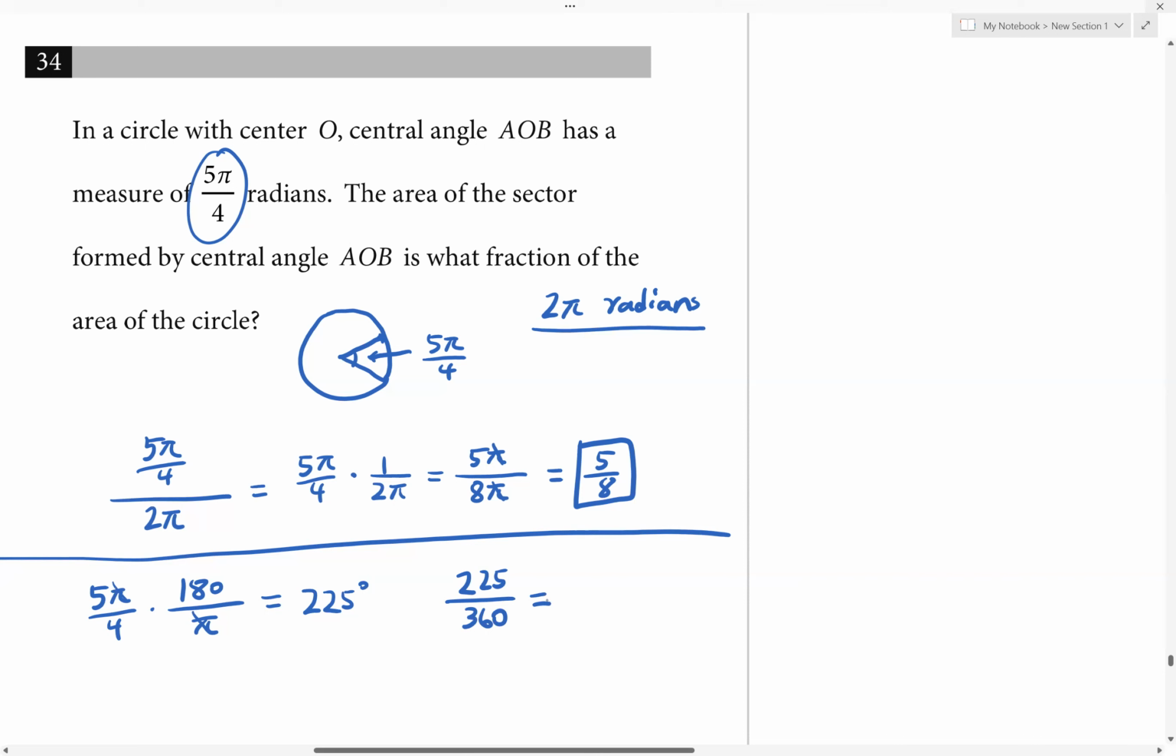Once we convert to degrees, we can just divide by 360, and that should give us the fraction. So 225 divided by 360, we can reduce the fraction. If we divide by 5 on the top and the bottom, we get 45 over 72. And we can reduce it again, dividing by 9 on the top and the bottom, we get 5 over 8. So it's the same answer that we got in the end. So we don't actually have to know the actual area of the circle or the area of the sector. We can just use the angle measure divided by the measure of the whole circle, and that gives us the fraction, which is 5 over 8.